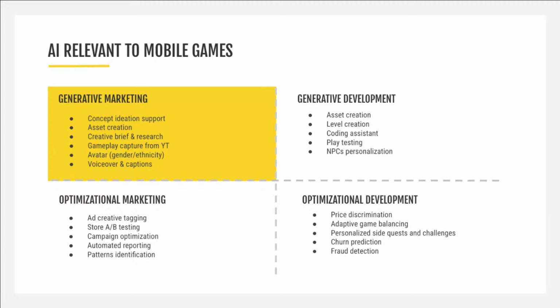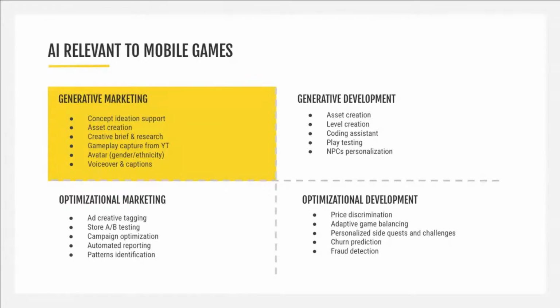So let's focus on the top left quadrant. And if we zoom in, there's, in my eyes, 4 different buckets of what generative marketing consists of. And that's generating ideas. On the next slide, please.